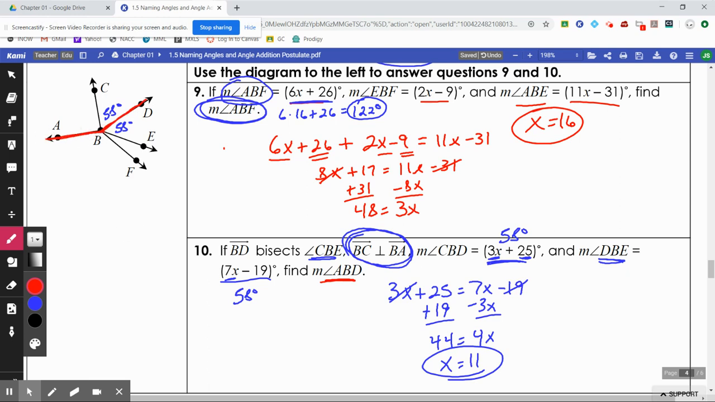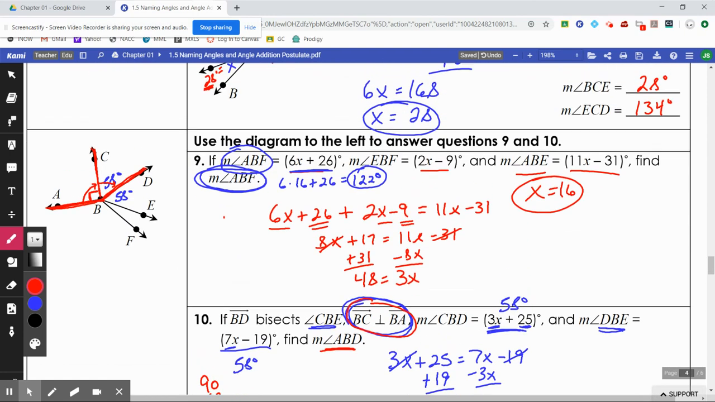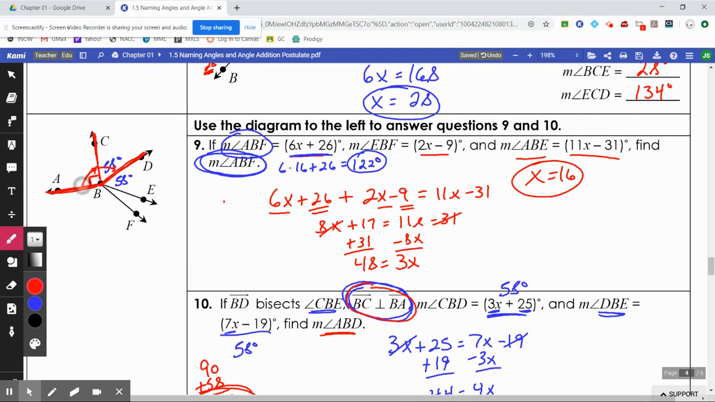And we also know that BC and BA, let's find BC, which is this, and BA, they said that they are perpendicular. So therefore, since I'm looking for this angle, I know it would be 90 degrees plus an additional 58 degrees. And when I do that, 90 plus 58, I know that my angle that I'm looking for is a 148-degree angle. Again, I use the angle addition postulate. 90 degrees plus 58 degrees is equal to a 148-degree angle.